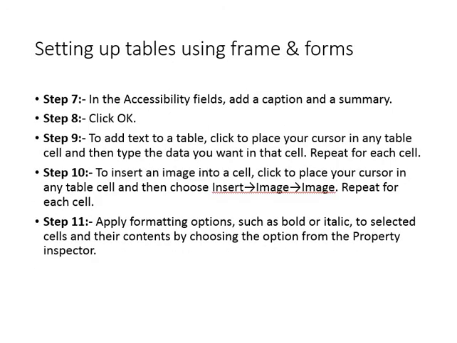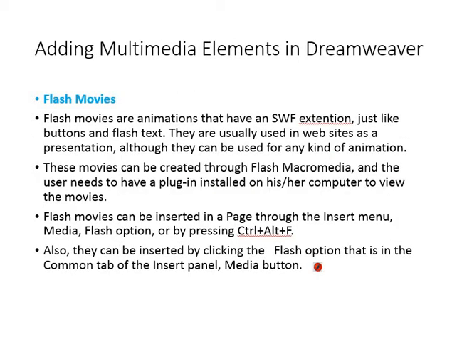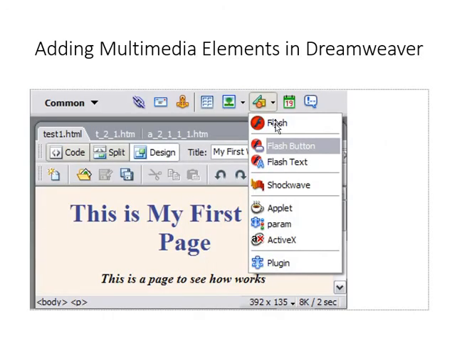Then, inserting a flash movie. If I'm going to have a flash movie file, I can press Alt Control F and open a window like this, where I will be having flash button and flash text, where I can include my flash file, or I can include the text over there. Then here I got a thing called plugin.